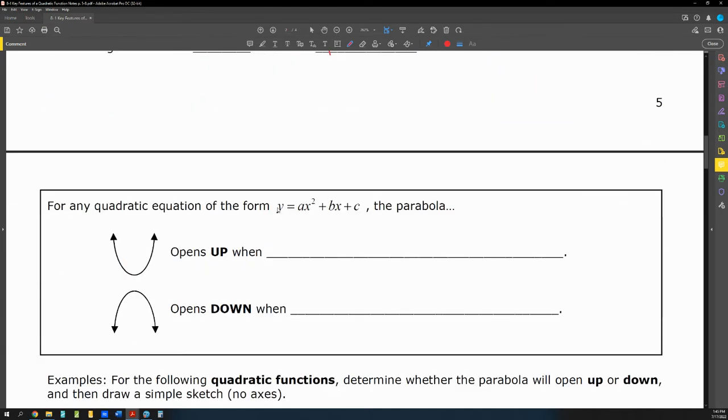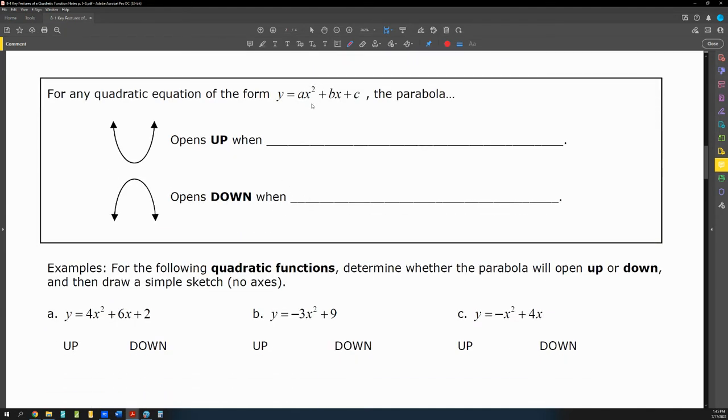So let's go ahead and summarize. In general, the standard form for a quadratic equation is ax squared plus bx plus c. The parabola will open upward when that leading coefficient, a, is positive, and will open downward if it is negative.